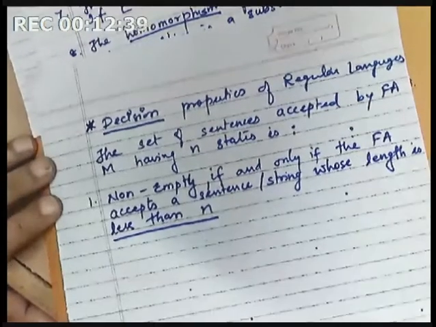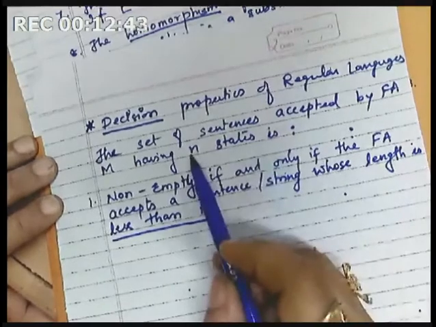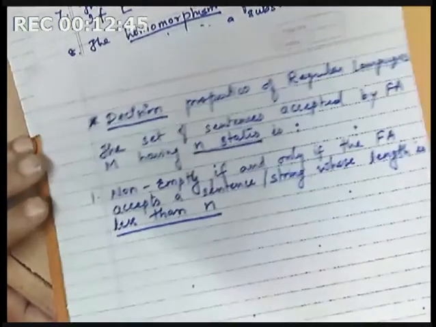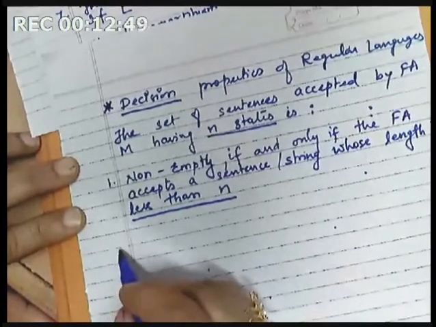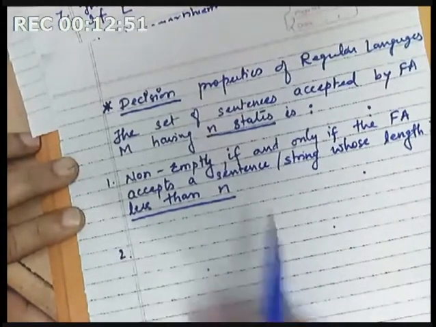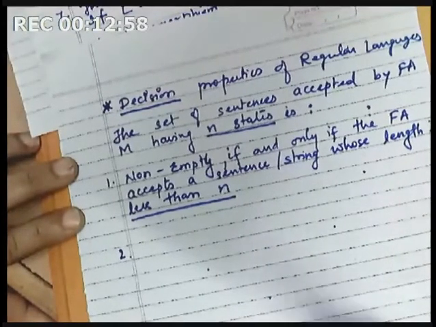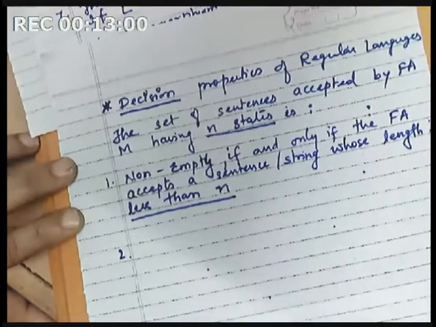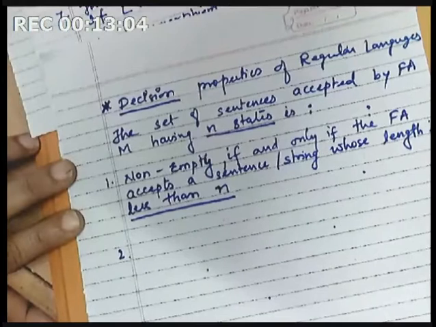If the string accepted by the finite automata has length less than n, where n is the number of states, then we say that the language is non-empty. Otherwise, we say it is empty. If it has zero length, the empty string is also an acceptance, for example.